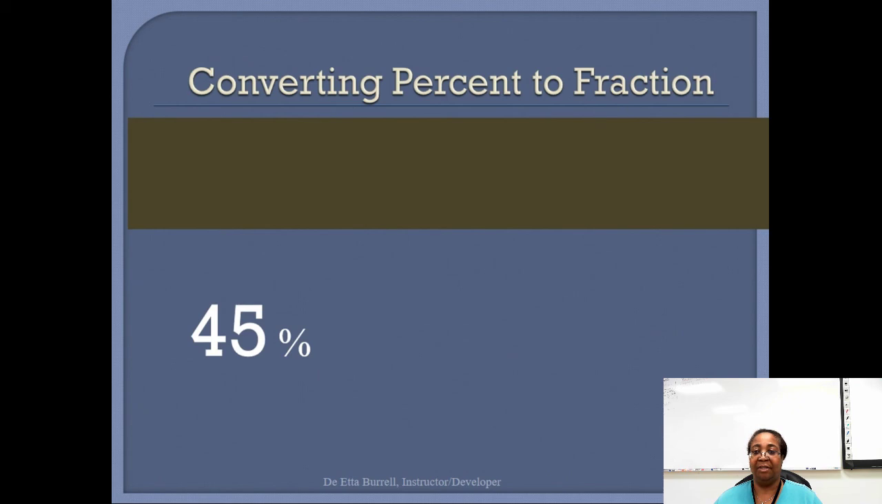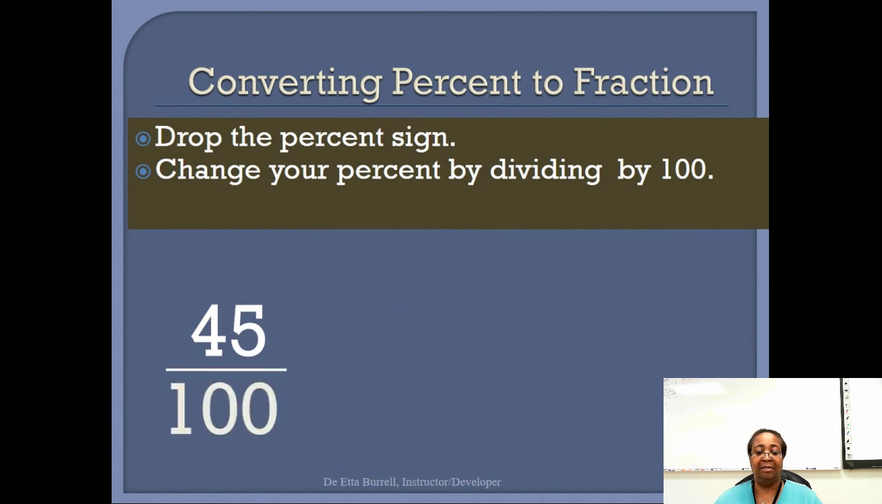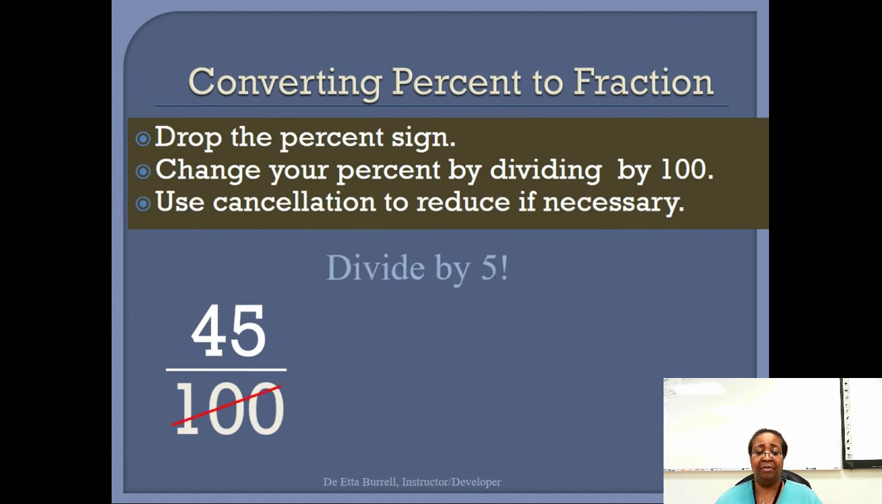Here I have 45% and I want to make it a fraction. So when you are given a percentage and you need to make a different format number, you need to divide by 100. So get rid of the percent sign, divide it by 100. Since this looks like a fraction, I can go ahead and just cancel in this case because I want my last number to look like a fraction. So I know 5 will go into both 45 and 100. So I'm going to use cancellation. 5 goes into 100 20 times. 5 goes into 45 9 times. So my fraction is 9/20.